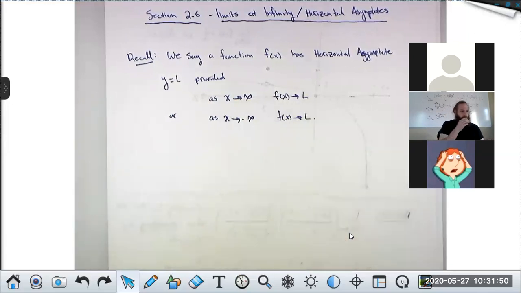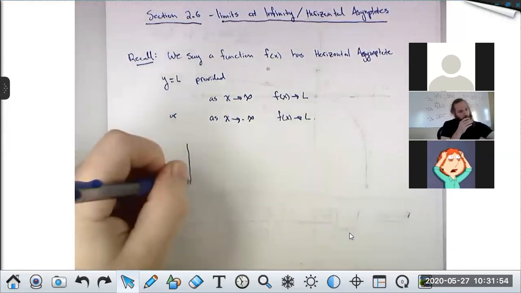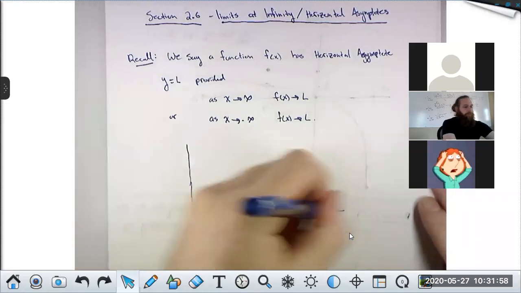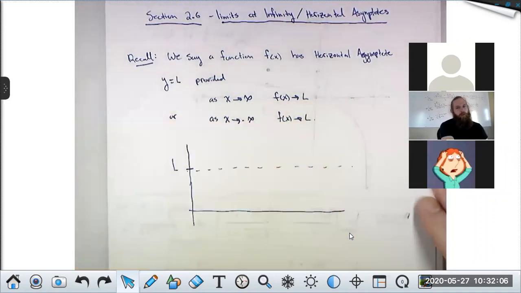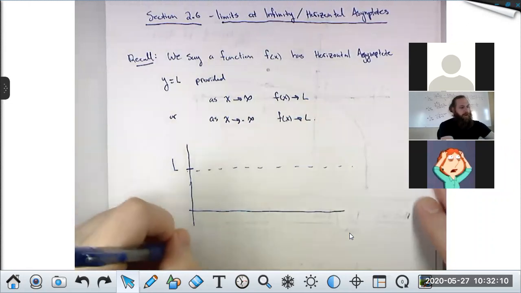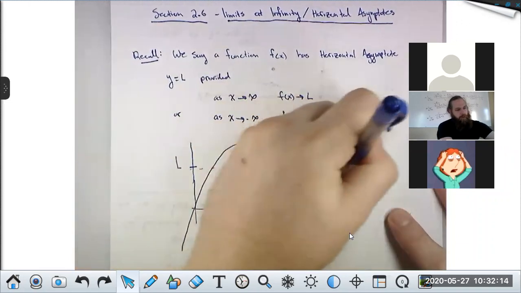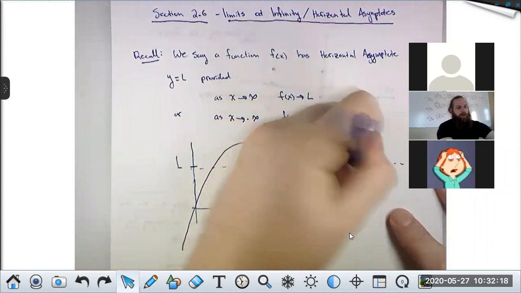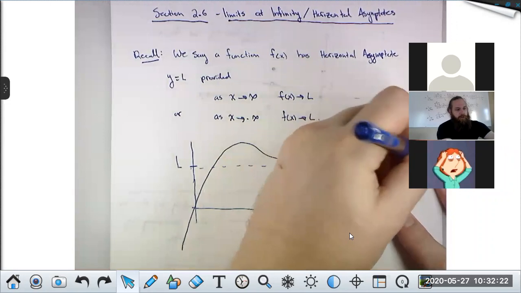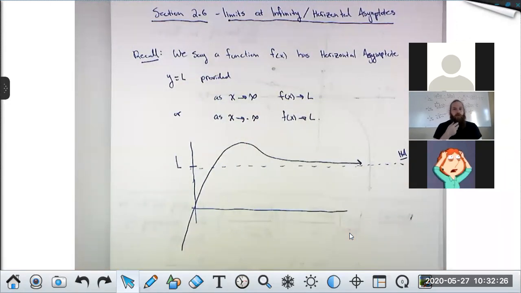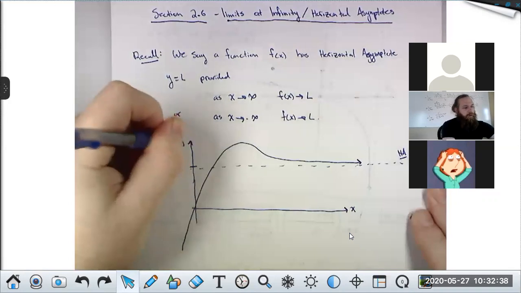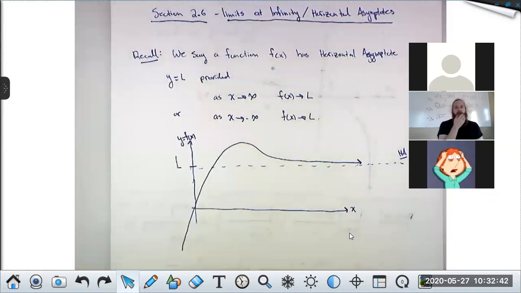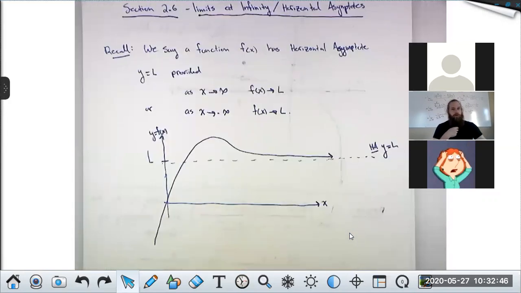And the picture is the one that you're familiar with. Maybe here's L. So here's the horizontal line y equals L. And a function having an asymptote like that there just means that the graph of the function settles down towards that line as you look further and further out. And we usually label it something like this. All right, so if the graph of the function settles down towards that line and gets closer and closer to it, as you walk further and further out along the x-axis, then we say that that function has that horizontal asymptote. Right? This is our picture.